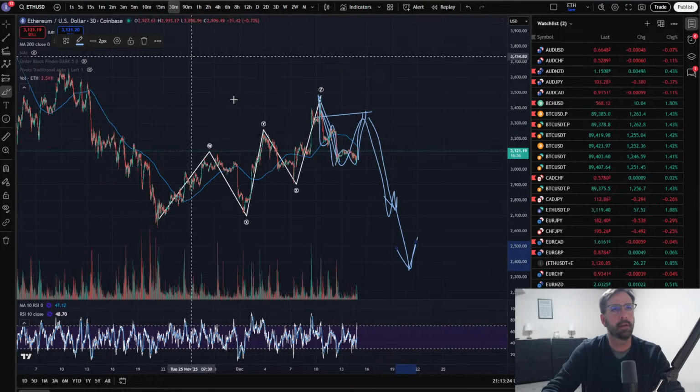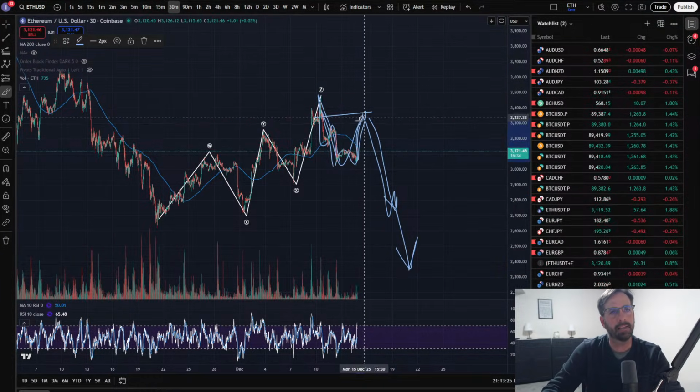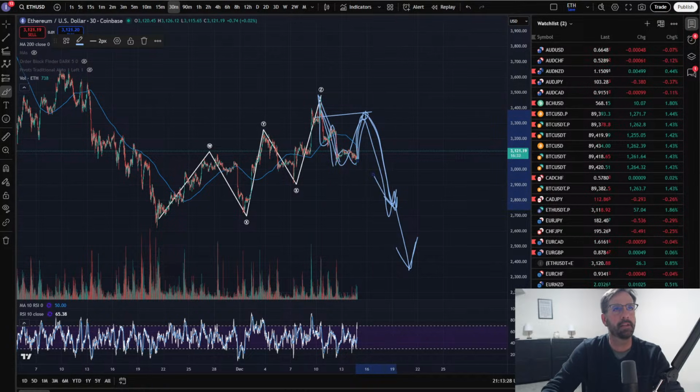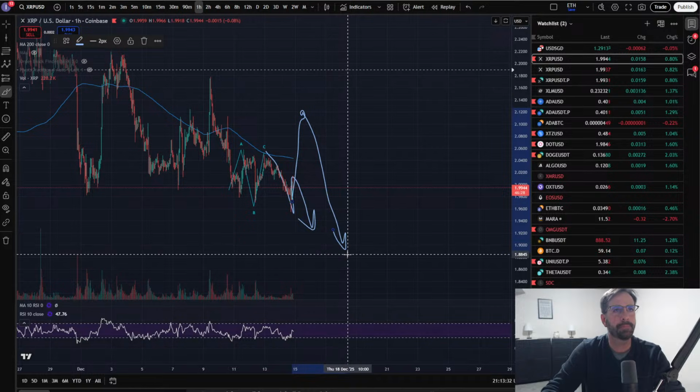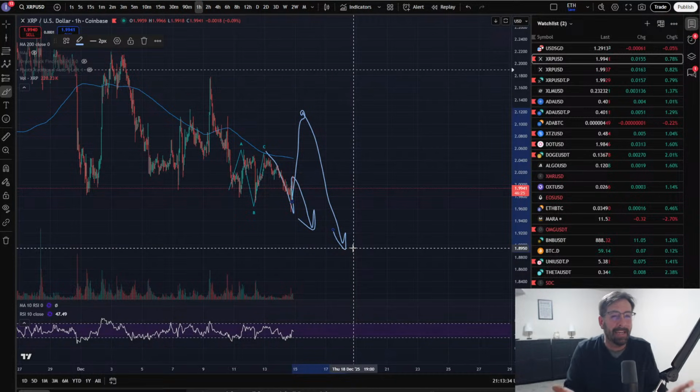That's Bitcoin. Ethereum, same thing. Let's come up, take this high, and then roll over. And then XRP, same thing. Let's just come up here, take that area, come down. I mean, there's a correlating count. Whether we get that count or not, it's another story. But that's a correlating count that makes sense.